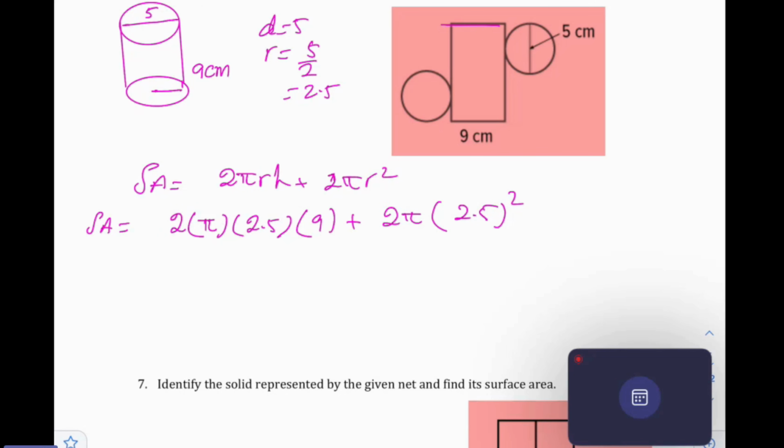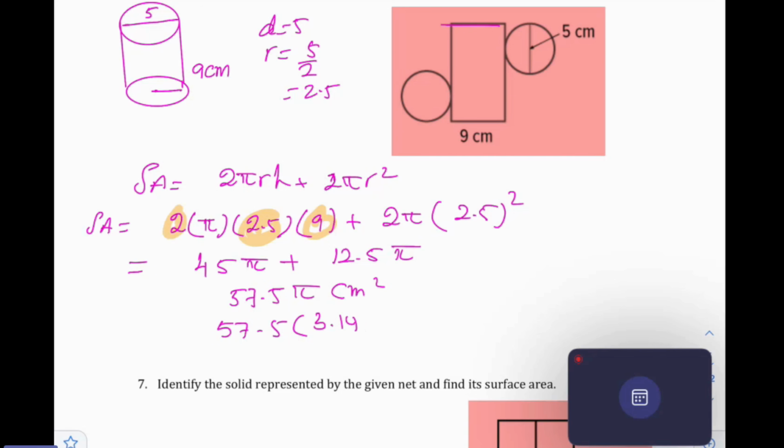Using the calculator, I will do it one by one and leave the pi this time. I will answer in terms of pi and then replace. So I will multiply 2 times 2.5, which is 5, times 9, 45. So this is 45 pi plus 2 times 2.5 square. 2.5 square is 6.25, times 2, which is 12.5. So this is 12.5 pi. Adding 12.5 plus 45, it gives us 57.5 pi centimeters square.